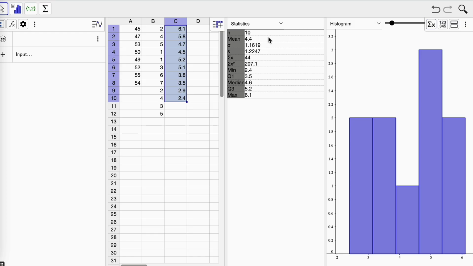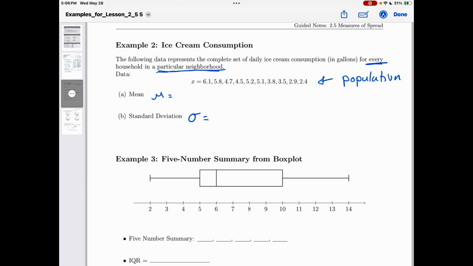Now, when we're looking for the standard deviation, because we know that this is a population and not a sample, we want to make sure that we are looking at the lowercase sigma symbol. This here, the 1.1619, that is our population standard deviation. So for part A, our answer is going to be mu equals, because it's the population mean, and we're going to write 4.4. And for the standard deviation, because we're looking for the population standard deviation, we're going to choose sigma, and that was 1.16 when we round it to two places.